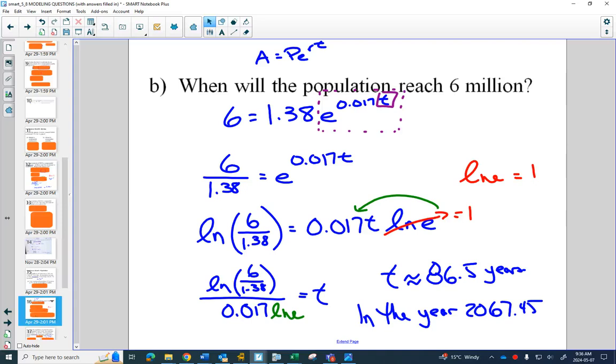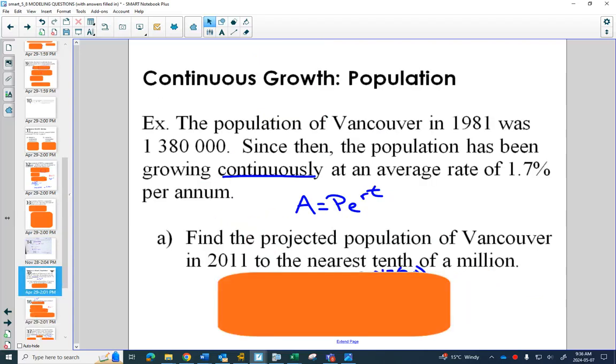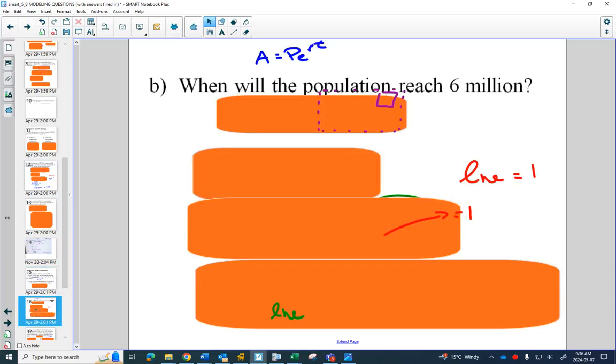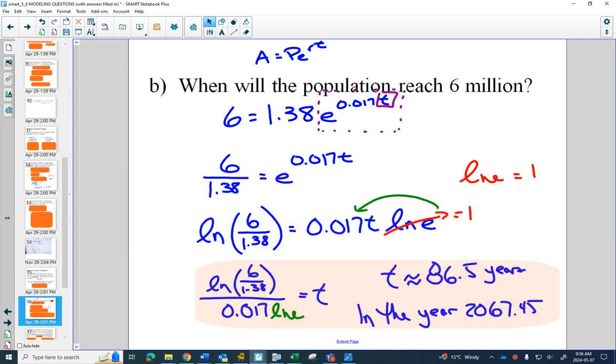Where'd you get the 1.38? So in the original question, we're told that we have 1.38 million in 1981. So that would be in our PERT formula, our principal or our starting value. So that's where I got the 1.38 to put into this question.